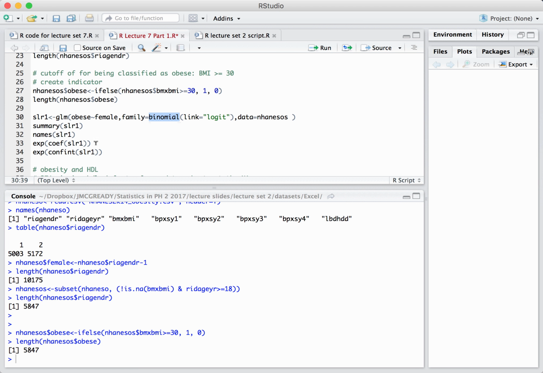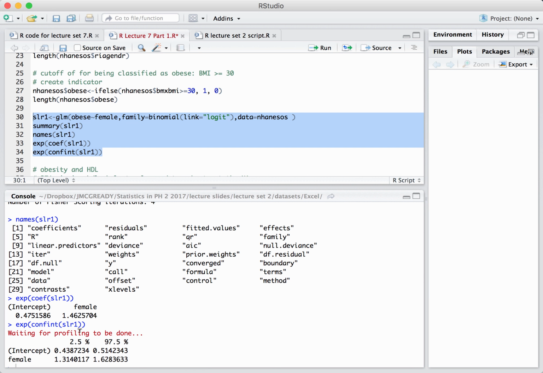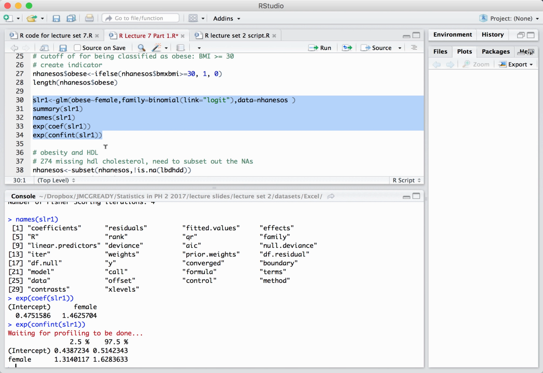That's the log odds function, and this just gives us the results. If we use the coef and confint commands and exponentiate the results, we get things off the log scale and onto the odds and odds ratio scale.